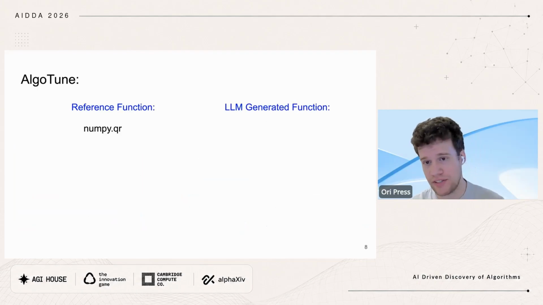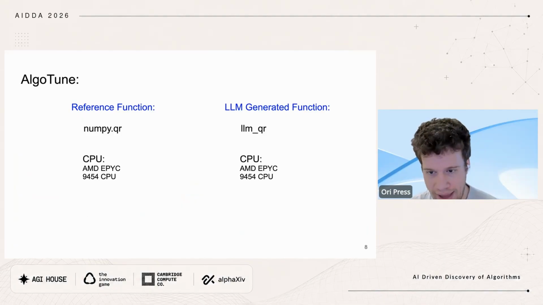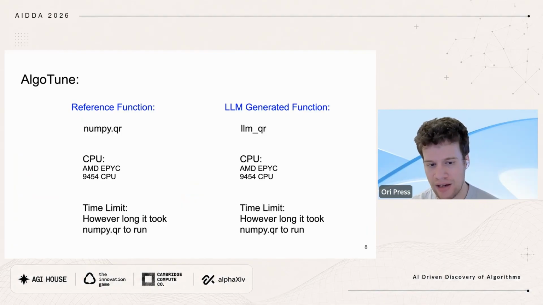So we basically have a reference function, which in this case is maybe like this NumPy QR function. And I'm going to ask the LLM to generate its own version of that function. I'm going to give both functions the same hardware. And I'm going to tell the LLM, look, you have this time limit, however long it took NumPy QR to run. And you've got to give me an implementation that runs quicker than it. Just improve the runtime.